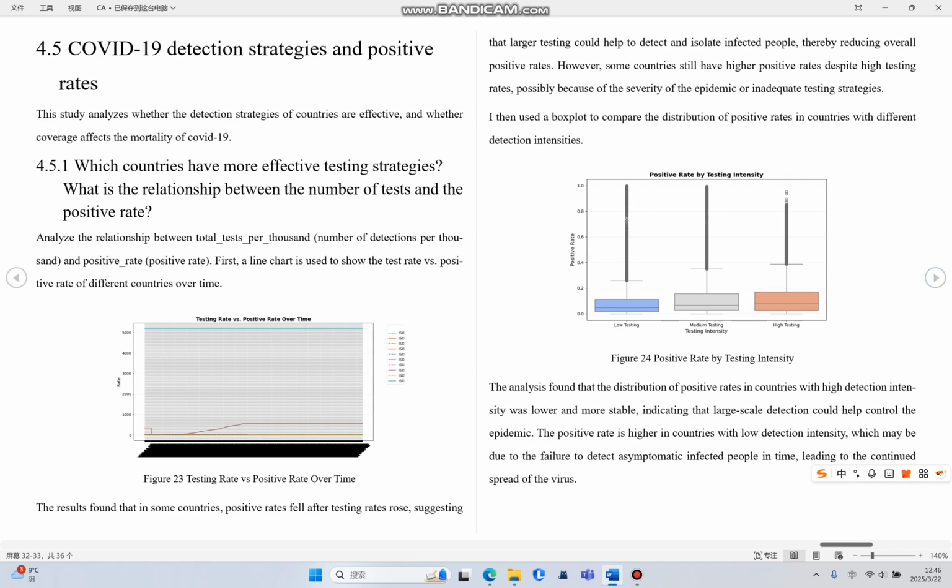And this box plot compares the distribution of positivity rates across countries with different testing intensities. Countries with higher testing intensities have lower and more stable positivity rates, indicating that large-scale testing helps control the pandemic.